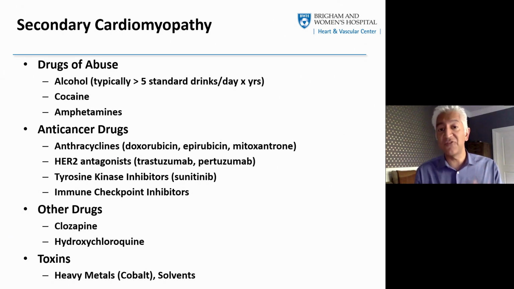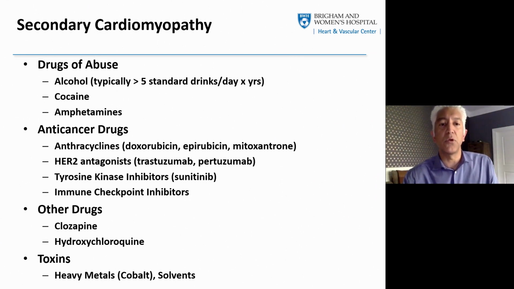There are a few other drugs to know about. Hydroxychloroquine in this day and age is one to keep in mind and certainly can be associated with ventricular dysfunction and cardiomyopathy. Clozapine, used as an antipsychotic, can be associated with LV dysfunction and cardiomyopathy. And certain toxins, including heavy metals such as cobalt and other solvents, can be associated with the development of left ventricular dysfunction and cardiomyopathy. So a few things to work through in your mind, and a detailed history and physical is clearly important.